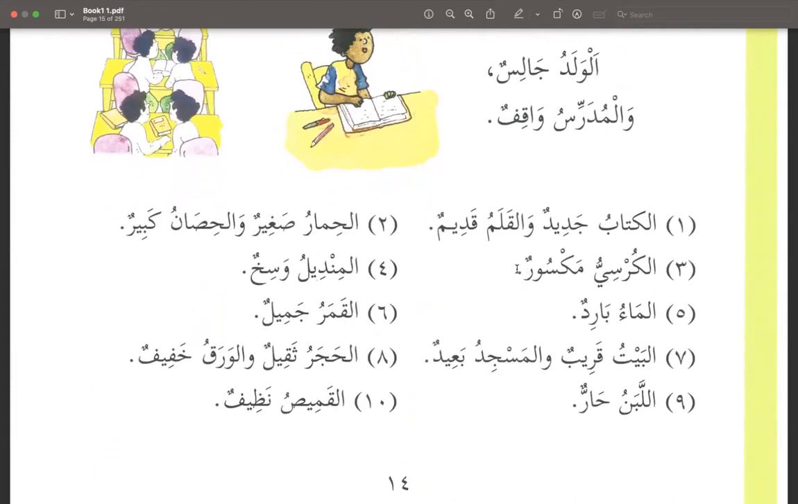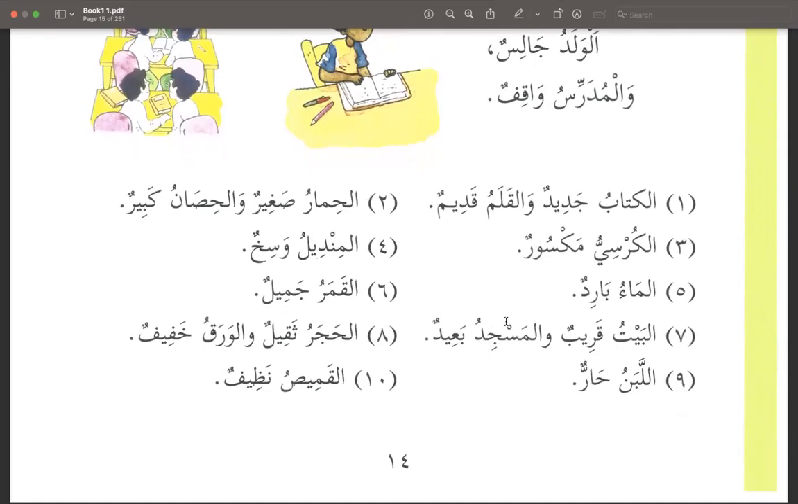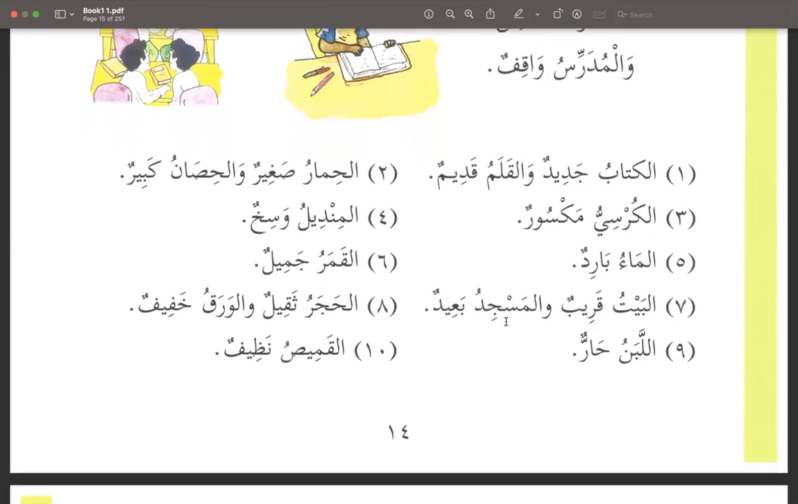Al-kitabu jadidun. The book is new. Wal-qalamu qadimun. And the pen is old. Number 2, al-himaru saghirun. The donkey is small. Wal-hisanu kabirun. And the horse is big. Number 3, al-kursiyu maksurun. The chair is broken. Number 4, al-mindilu wasikhun. The handkerchief is dirty.